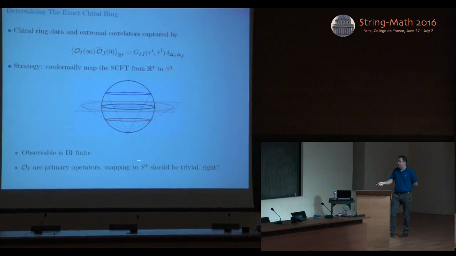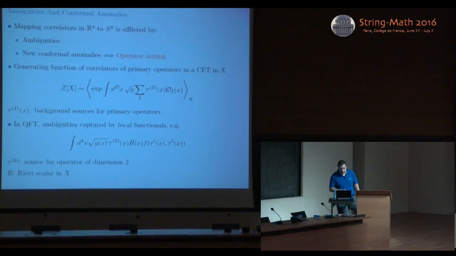This has one obvious nice feature: since you put it on a compact space, the observable is infrared finite. And after all, wouldn't it be true, naively, that since these operators in particular are primary operators, namely operators that transform very nicely under conformal transformations, the mapping from R4 to S4 should be trivial and there is no subtlety? Well, it turns out that there are quite a few subtleties in this statement, and I want to mention them because I think it's interesting by itself, irrespective of these applications to supersymmetry.